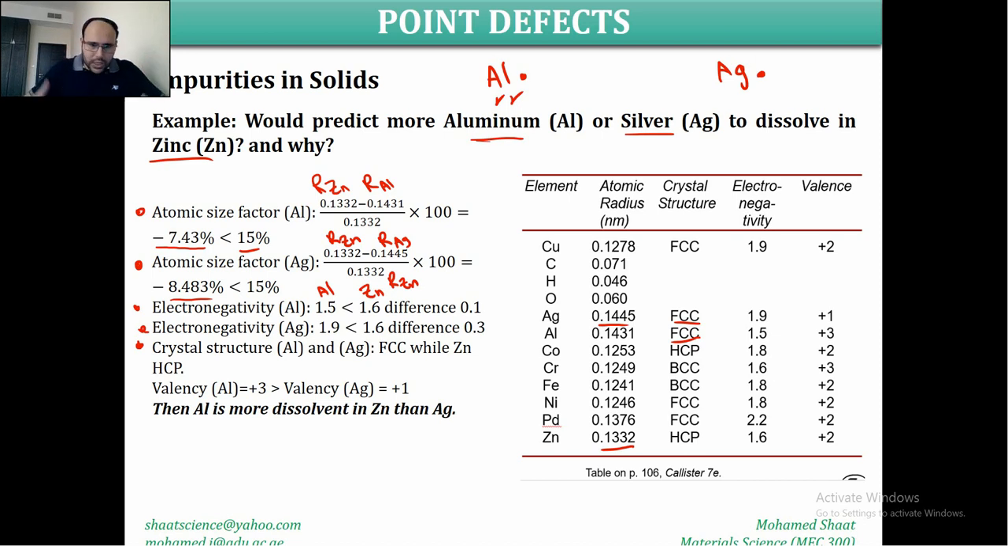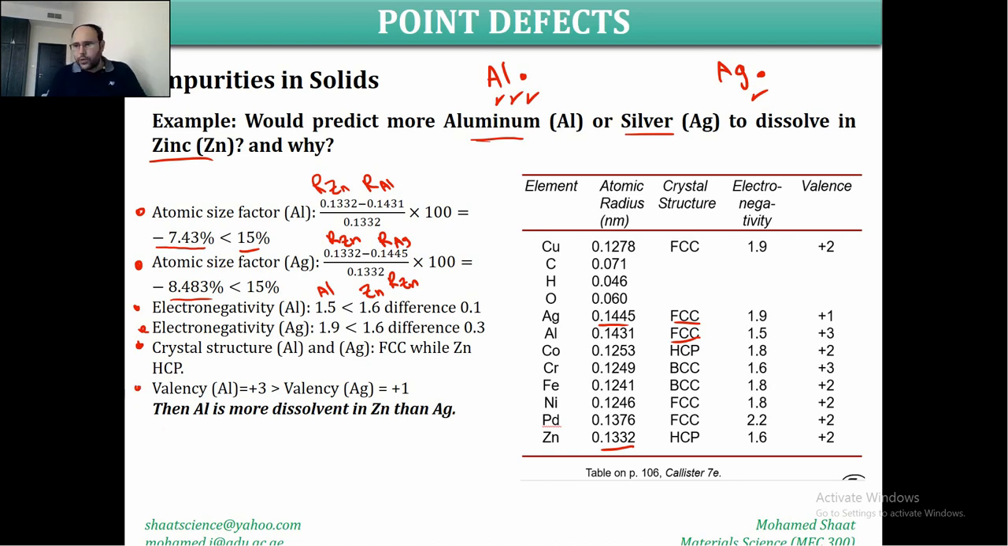Why? Because there is a difference in the crystal structure between the solvent and the solute, or the host material and the impurity. But both are even. The aluminum and the silver are both even because they have the same crystal structure. So it means that we cannot judge which one is better based on the crystal structure. So we're just going to add 1 point here and 1 point here. Okay, still the aluminum is better.